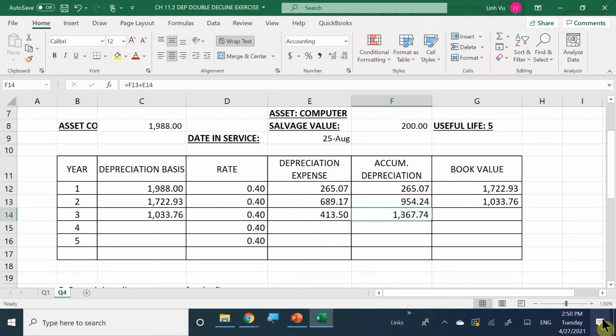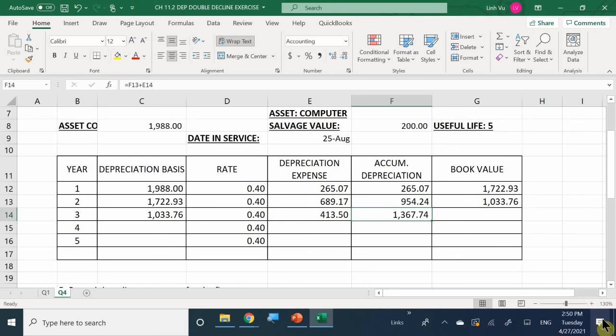$0.74. Yes. So in this case, like I said, if you're not using equal round, that could be the reason. But in this case, we can look at it. Let's take a look. 954.24 plus 413.50. Does that give you 74 cents? That should give you 74 cents.